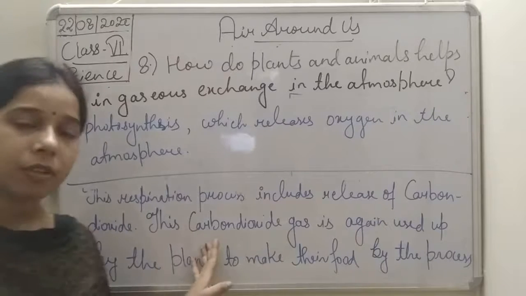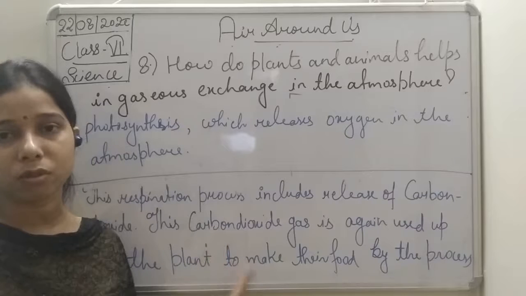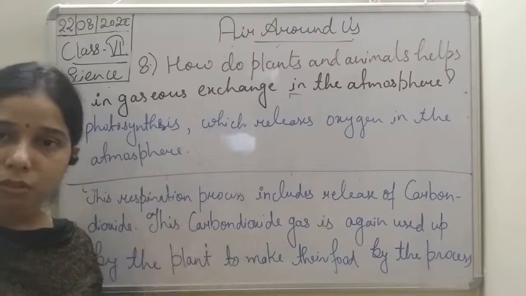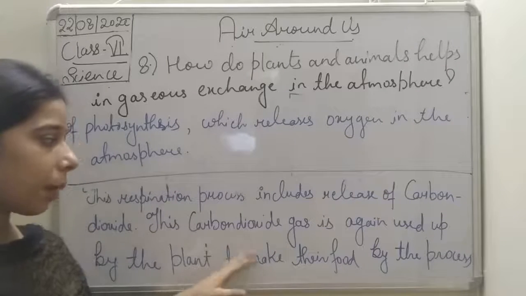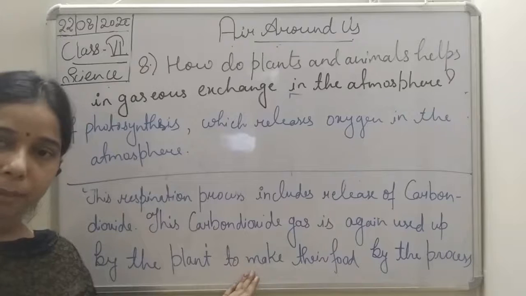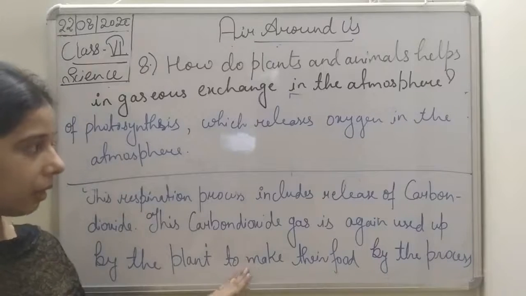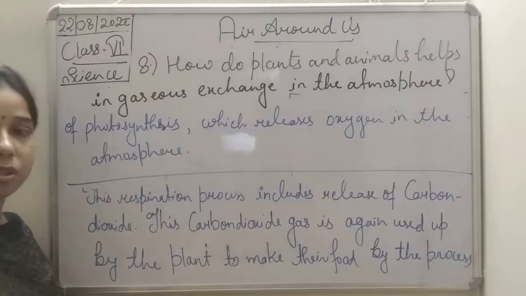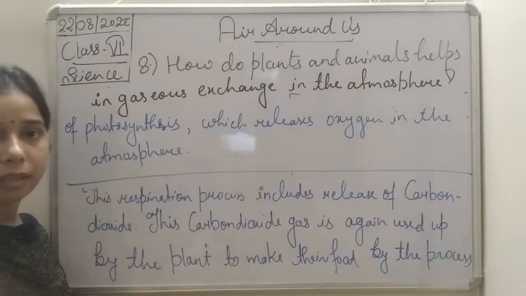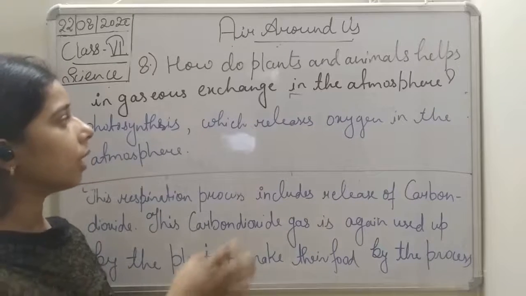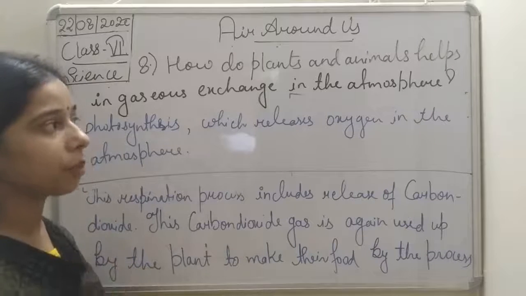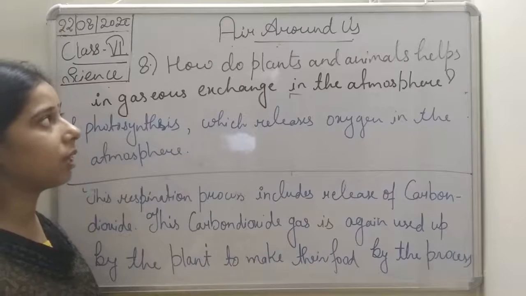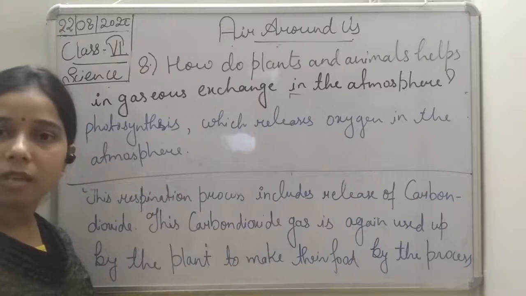So first the respiration process occurs. By the process of respiration, carbon dioxide is released, and oxygen is used up by the plants and animals. This carbon dioxide is again used by the plant for making their food, and finally oxygen is released by the process of photosynthesis, and this oxygen is again used up by the living organisms. So by this process, students, the gaseous exchange in the atmosphere takes place. So these are the questions of NCERT, which are given in the book of the chapter Air Around Us. Okay.